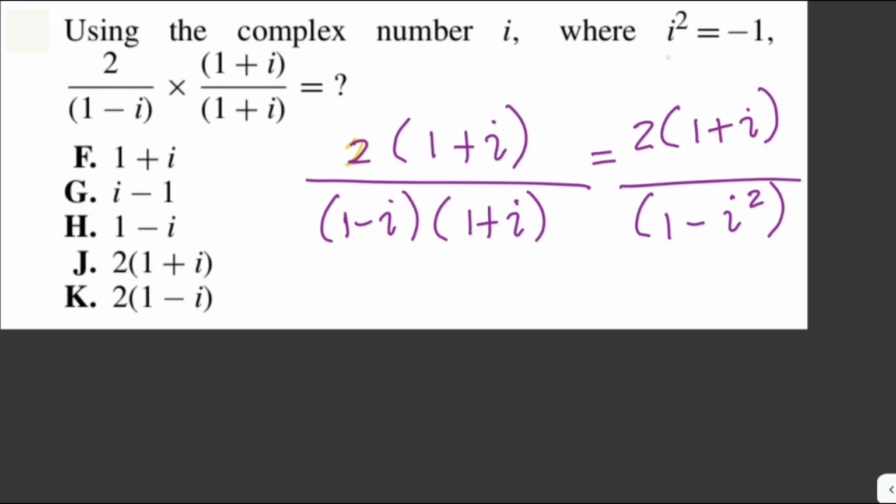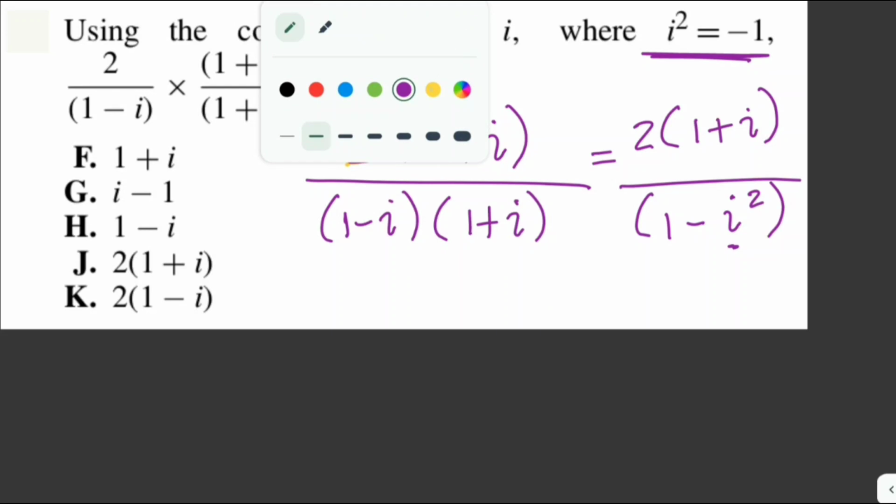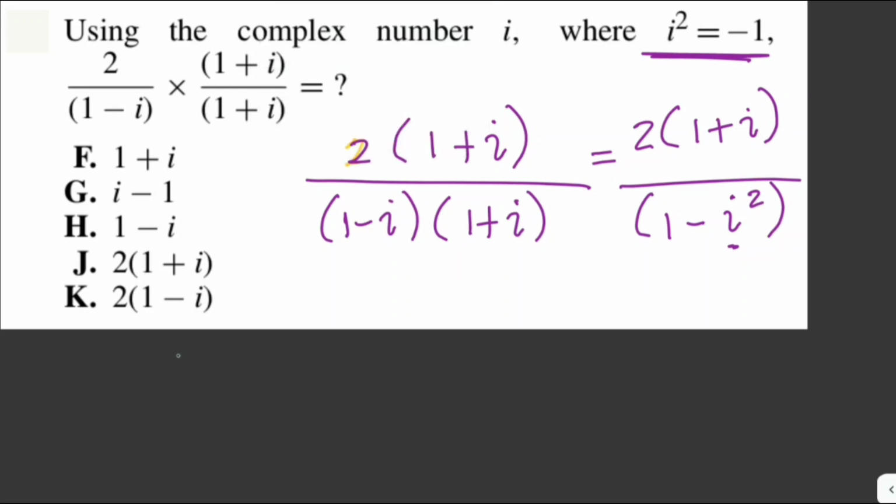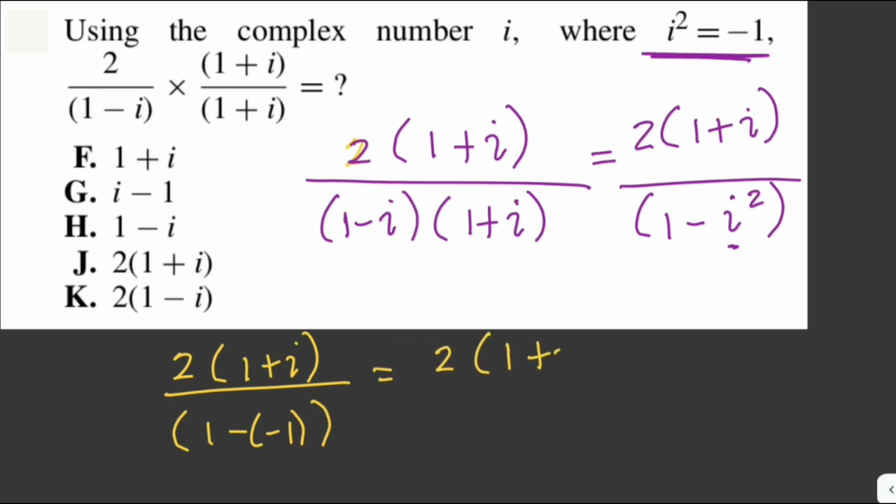And substituting the value of i squared, which is equal to -1, to here. So this would become 2 times (1 plus i) over 1 minus -1. So this is just 2 times (1 plus i) over 2. Then 2 cancels out. So we have 1 plus i. So the answer here is letter F.